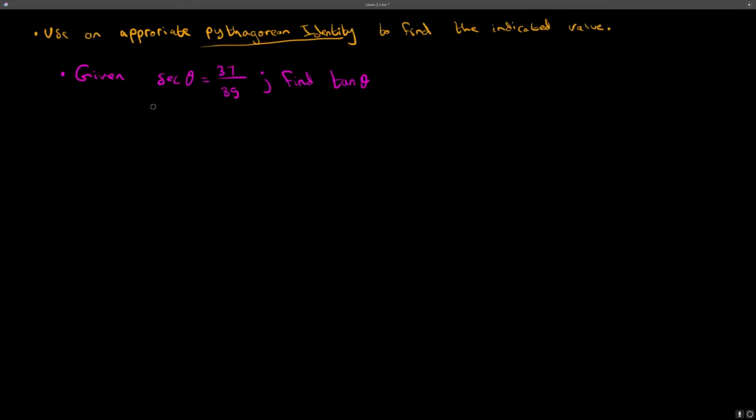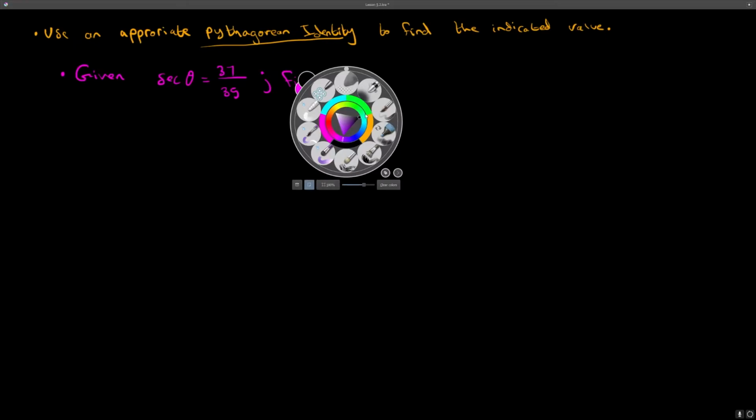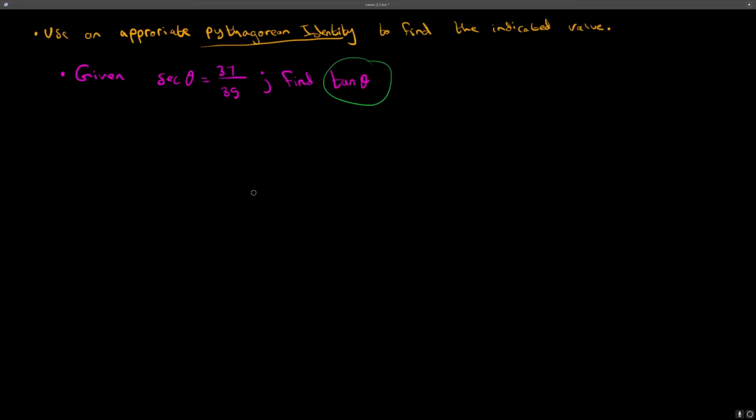So for the next question, it says use an appropriate Pythagorean identity. In the exam, we have to use it to find the indicated value. We can't use a different method. We have to use an identity. Now we have given here secant 37 over 35, and it wants us to find the tangent.